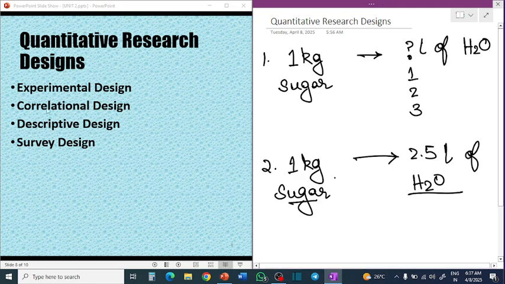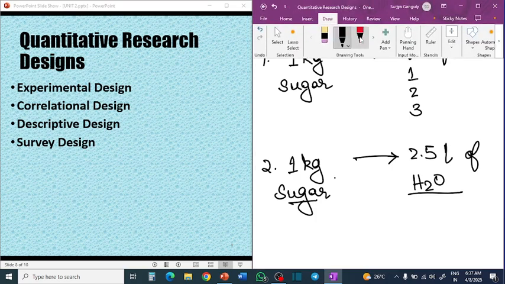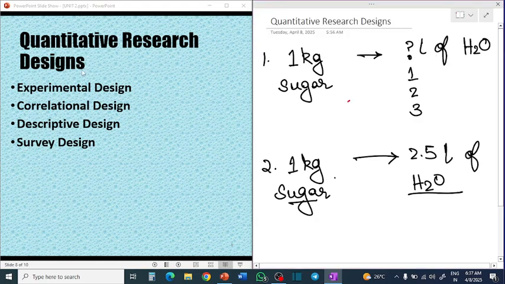What is correlation? It is the relation between two variables. One variable is sugar, the other variable is water. So we'll only report the changes. In experimental design, we will make changes. We will use 1 liter of water, then 2 liters, 3 liters of water to see in how much water 1 kg of sugar dissolves. But in correlation, we will not make any change.